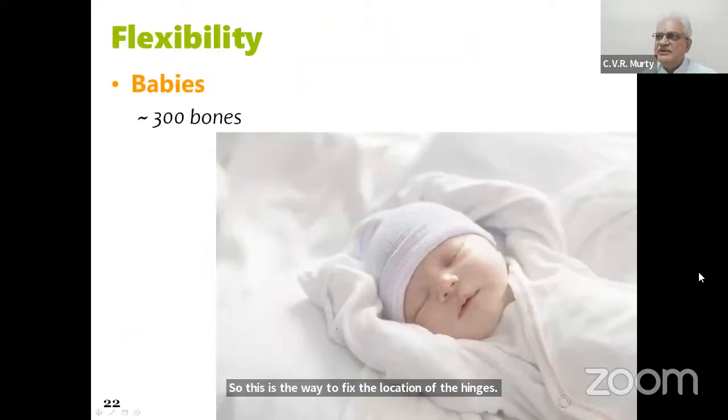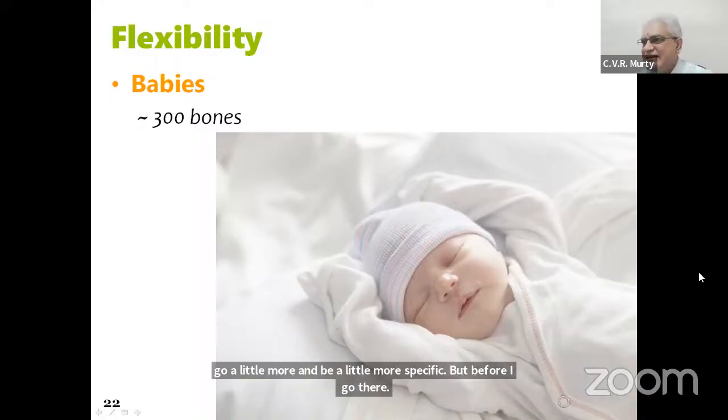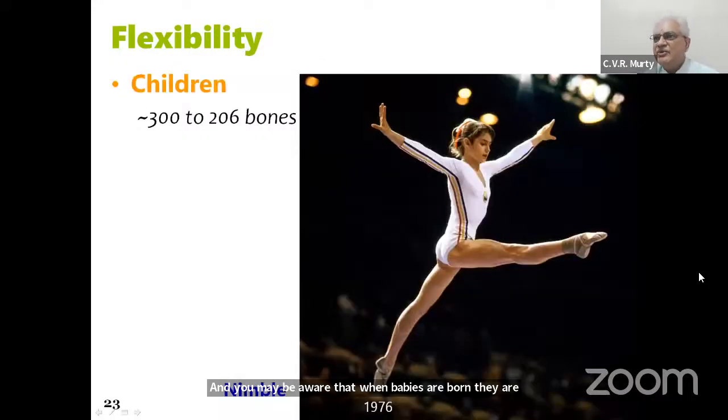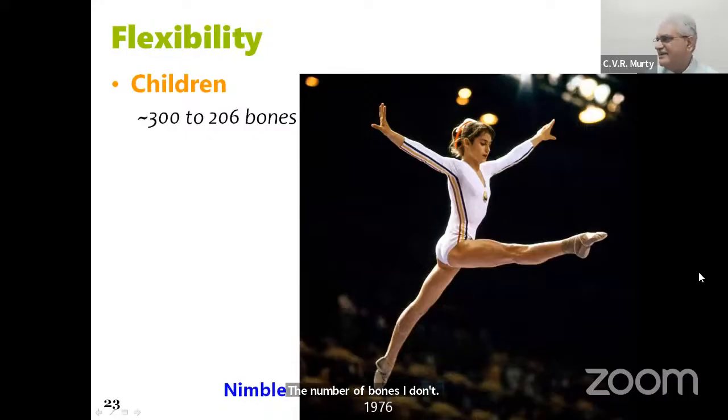We'll go a little more and be a little more specific. But before I go there, there is a misnomer in the market about what is ductility, and I want to get rid of that misnomer. So the word is flexibility, and you may be aware that when babies are born, they are born with about 300 bones. And as they start growing, the number of bones don't reduce, but they fuse into each other, some of them, and that is how the number reduces from 300 to 206 finally.